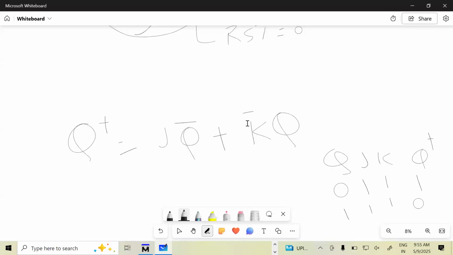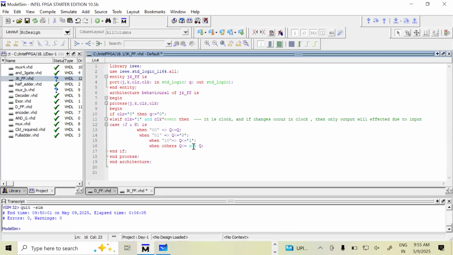So, considering the same logic here, it is written when others then Q is not Q. Others means there is only one combination remaining here, that is 1 1. When the 1 1 combination is obtained, then Q is not Q. Since you have used one if statement and one case statement, before ending if, you have to end the case statement, then end the if statement, and then the process statement, and then the architecture.